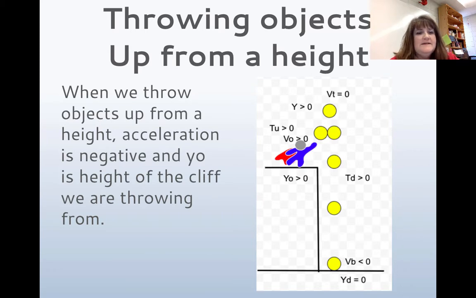Acceleration is always negative, but now y naught is actually at the top of the cliff or the building or whatever we're throwing from. So imagine standing on the edge of the Grand Canyon and you toss a peanut up into the air, supposedly to catch it, but you don't. And it falls all the way down to the bottom. That's what we're going to look at.